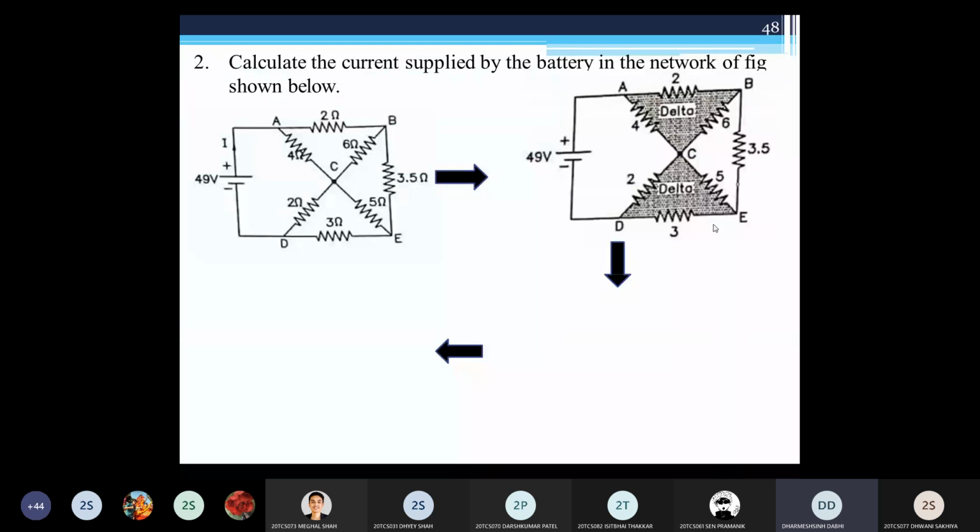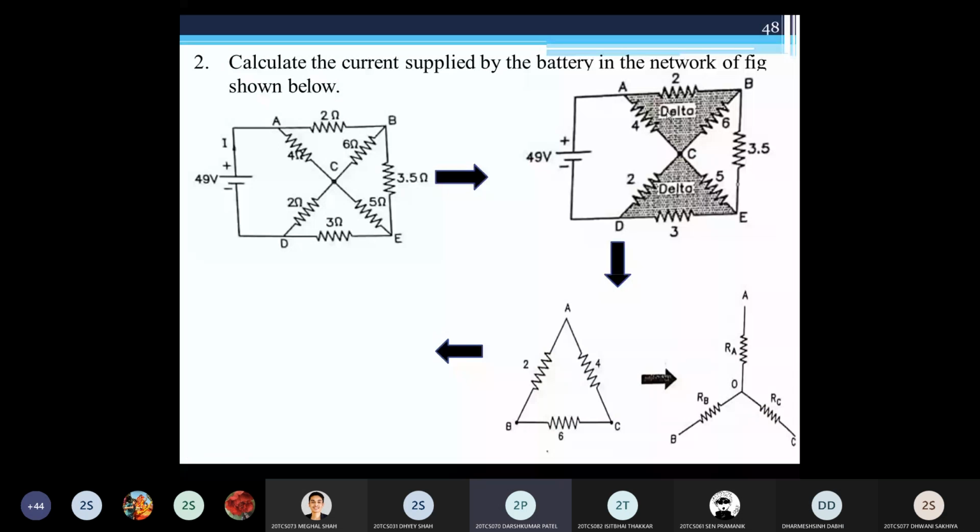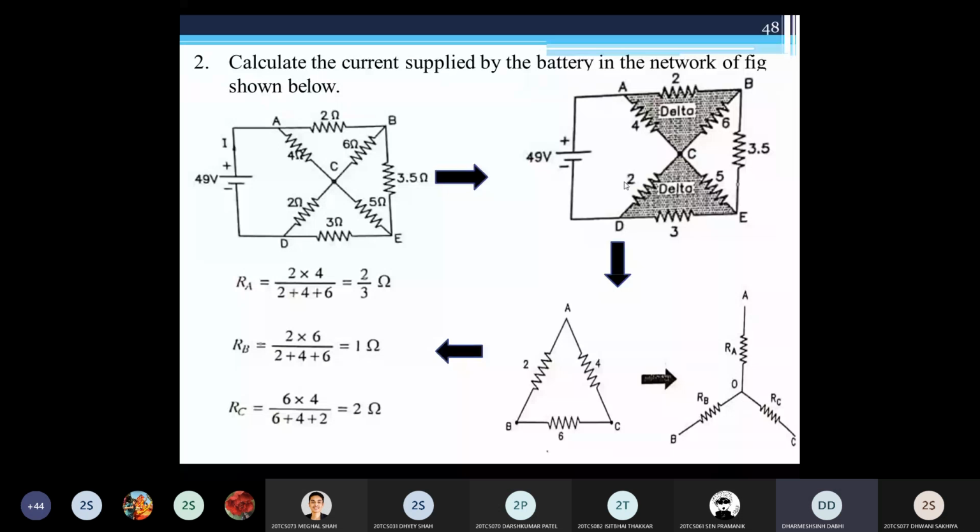Give me the answer quickly. Values of this first delta, RA, RB and RC: 0.66, 1 and 2. RA is 2 by 3, which means 0.6, RB is 1 and RC is 2. Do all of you get this answer? This first delta converted into star. Yes. Okay. And how to draw this? You can understand this. First draw the star within this delta and then remove this delta.